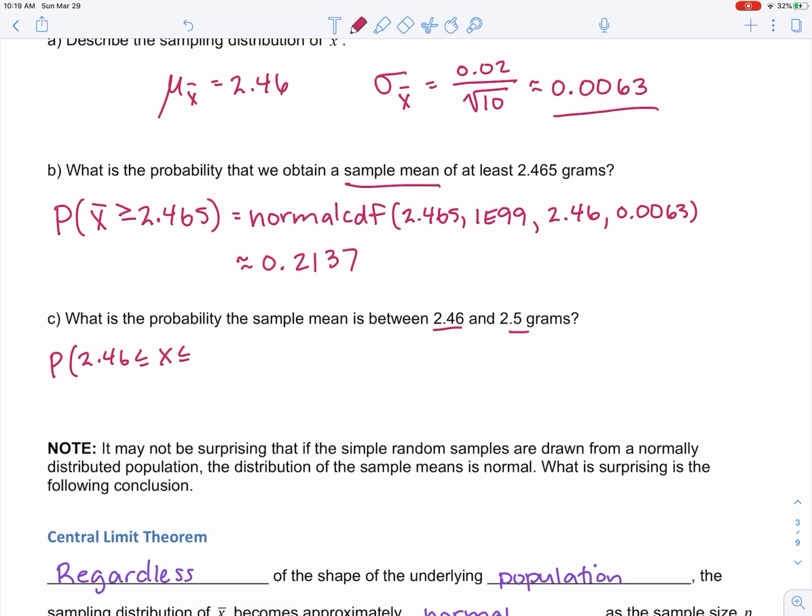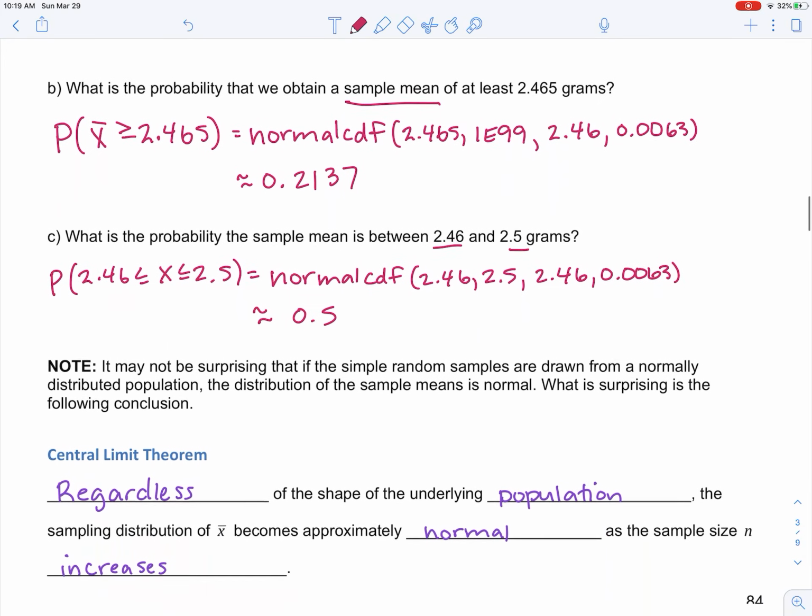What is the probability that the sample mean is between 2.46 and 2.5 grams? So another probability that x is between these two values. So we do a normal CDF again. So the lower bound is 2.46, the upper bound is 2.5. The mean is 2.46, and the standard deviation is 0.0063 for a sample of size 10. So put this in a calculator. Normal CDF 2.46, comma 2.5, comma mean, comma standard deviation. Getting about, if I round it, 0.5.